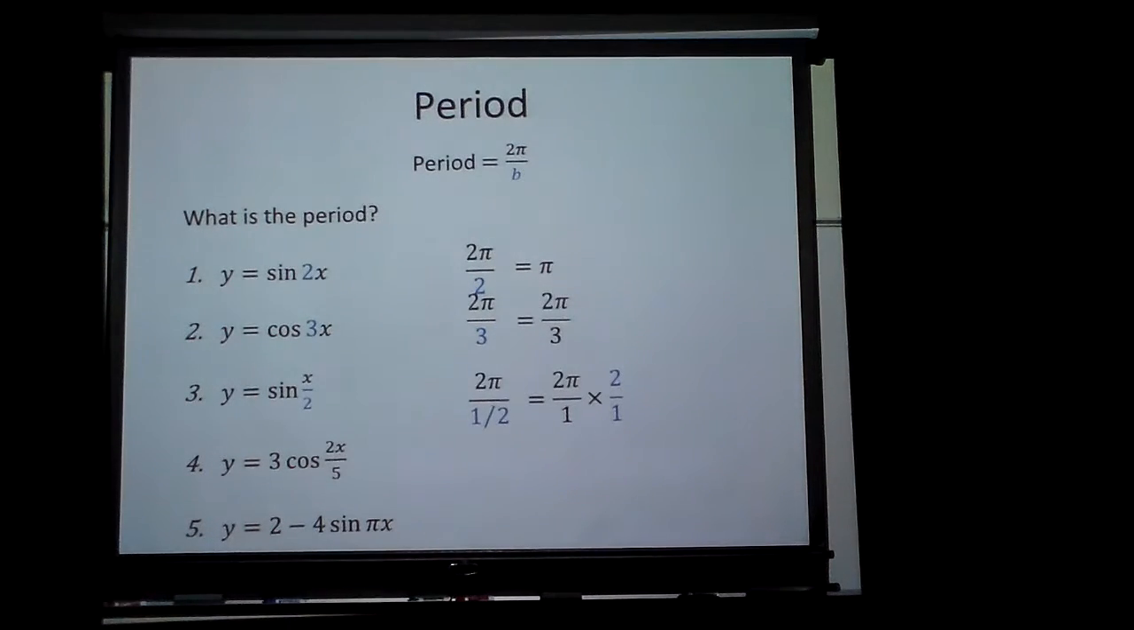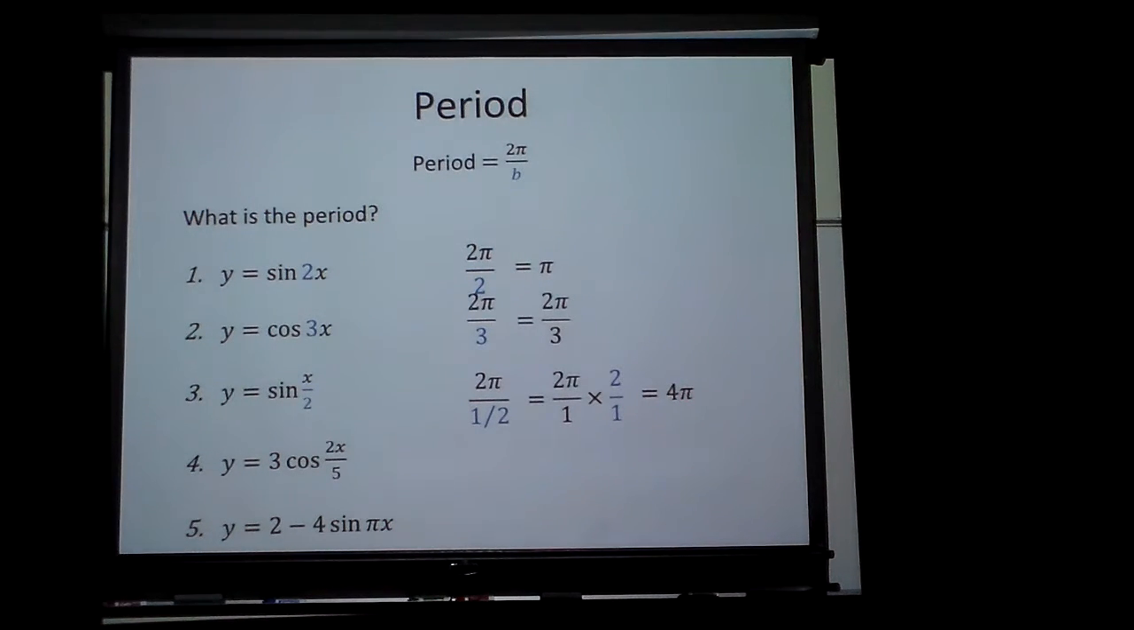You have to multiply by the reciprocal. Turn the reciprocal upside down. So that means I have 2 pi over 1 times 2 over 1. Well, that's just going to be what? 4 pi. So the period there, when it was divided by 2, actually lengthened. Before, the period got shorter because you're multiplying, getting there faster. Here we're dividing, so we're getting to the normal period slower. So that's why it's longer, 4 pi.